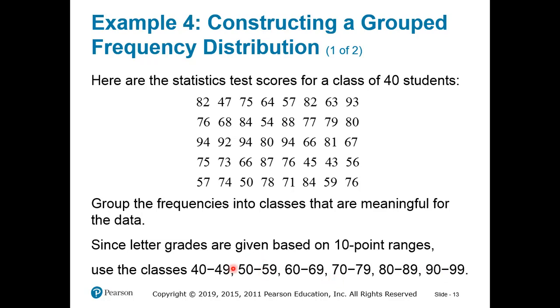Okay, so the class width, how do we determine the class width? By subtracting the lower class limit. So this is the lower class limit of a class. This is the upper class limit. Notice that there's no overlap between classes. We don't want any overlap.